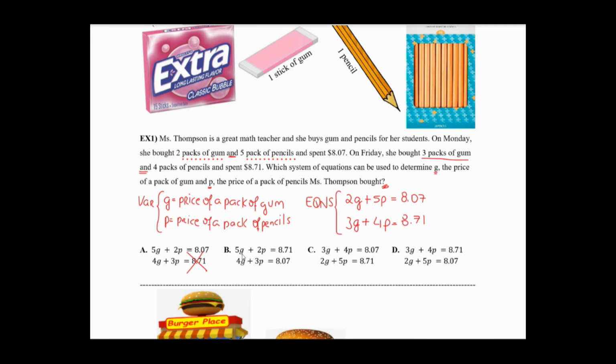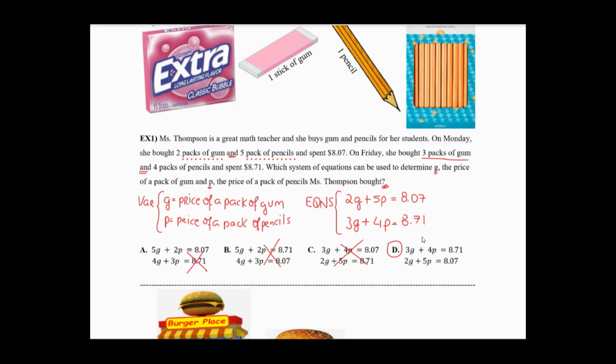And this one here is also 5G plus 2P equals 871. That's also wrong. And this one, okay, if you notice, it's 3G plus 4P equals 807. That is also wrong. The one that matches here, if you notice right there, 3 gums plus 4 pencils equals 871. That's good. And 2 gums plus 5P equals 807. So if you notice right there, letter D matches what we translated from the word problem.